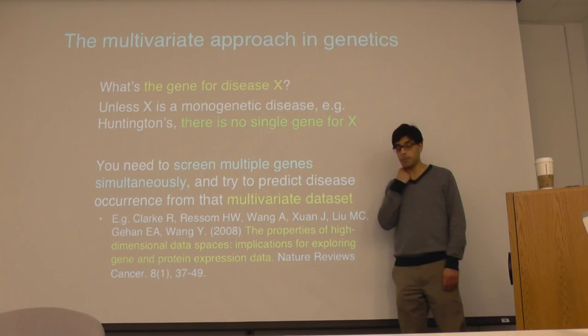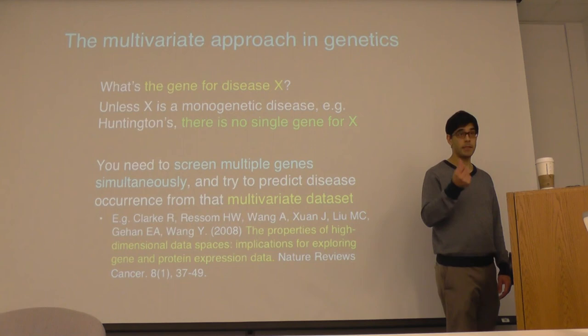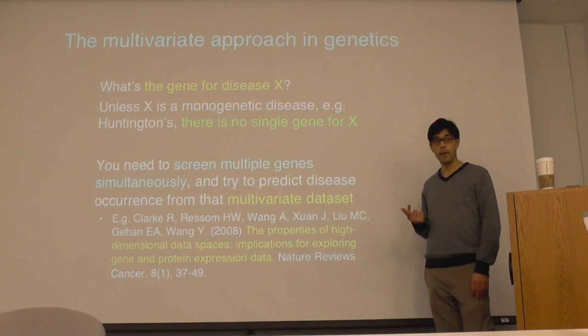People who are at family risk for Huntington's disease sometimes choose not to have that test because it's not very nice to know it when there's nothing you can do about it. But there's a very good and very predictive test because there is just a gene, as far as people know, for Huntington's disease. But most things are not that simple.